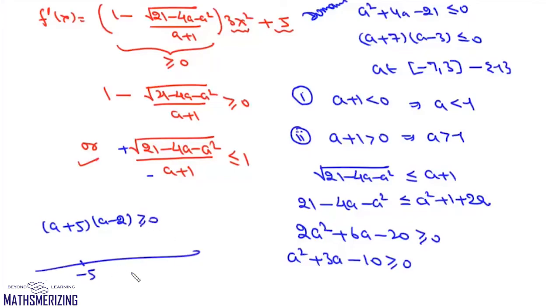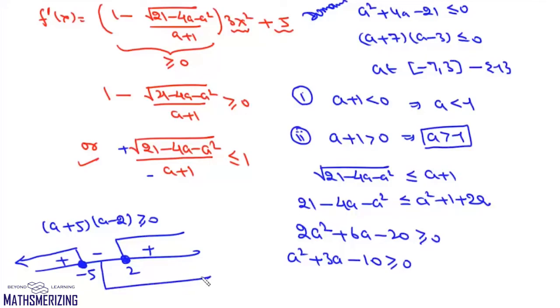So the condition is, on the sign scheme, plus, minus and plus. So either a is less than or equal to minus 5 or a is greater than or equal to 2. But we get this result from the condition that a is greater than minus 1. So this a must be greater than minus 1. So from here we will get this condition that a is greater than or equal to 2.